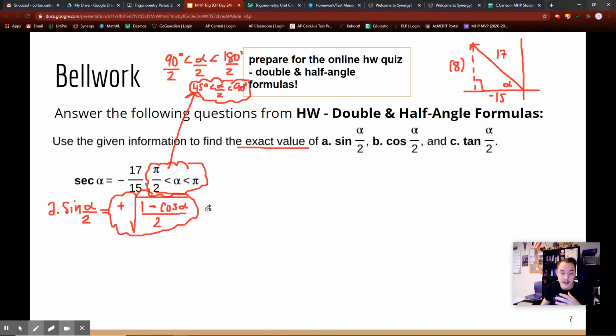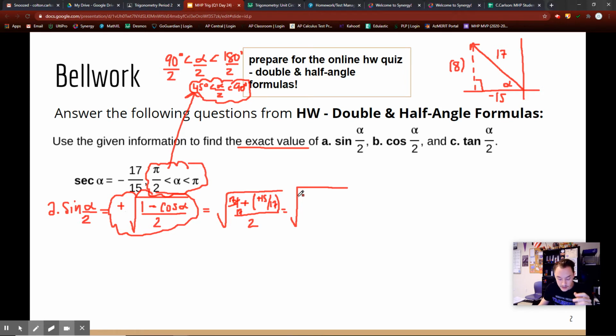So let's go to town. I don't want to waste any more time. This is going to be 1 minus, what's cosine of alpha? Cosine of alpha is negative 15 over 17. So this is going to be negative 15 over 17, and then divide by 2. So this equals, this is going to be plus, plus, and I'm going to do one quick step here. So this is 17 and this is 17, right?